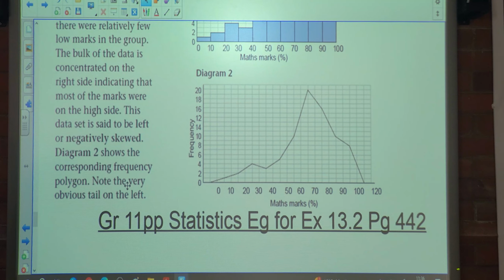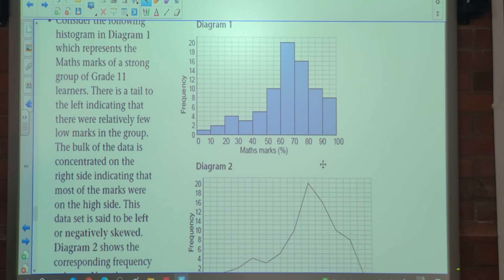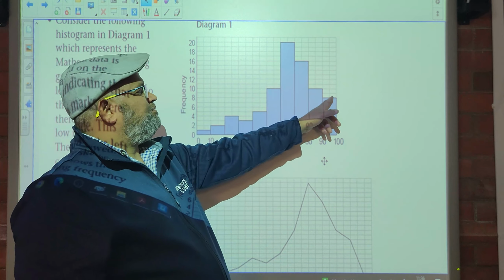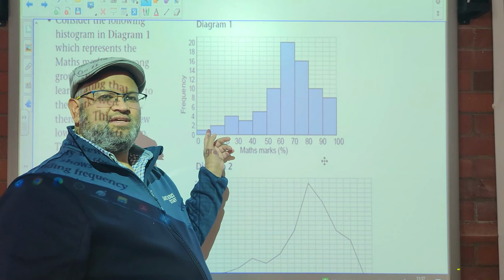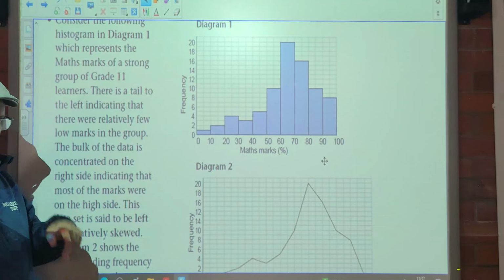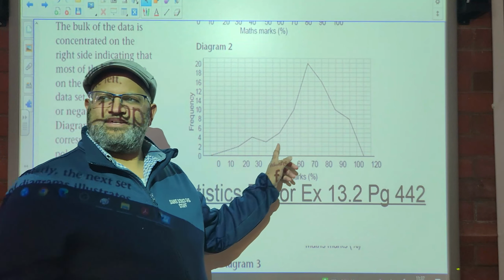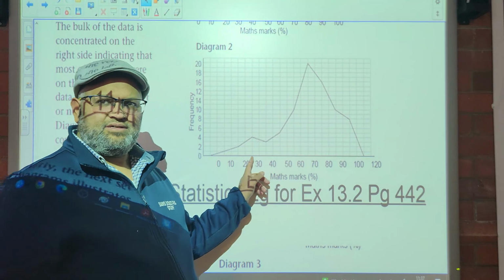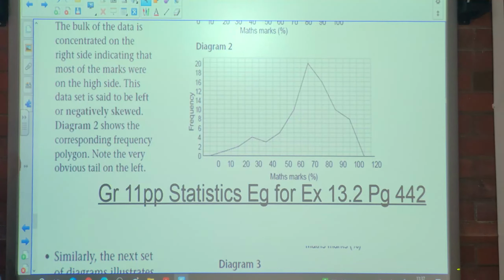Diagram 2 shows the corresponding frequency polygon. How do we draw a frequency polygon? We connect all the midpoints of those class intervals, and then we get the frequency polygon. Again, you can see the tail is clearly longer here. Can you see that? Dragging here, which means to say that it is negatively skewed or skewed to the left.